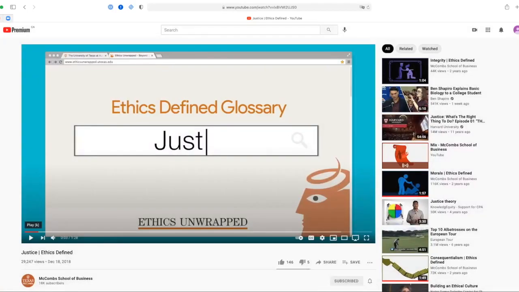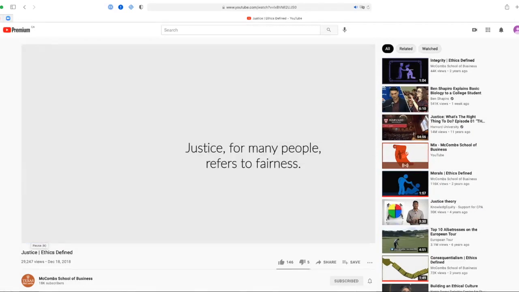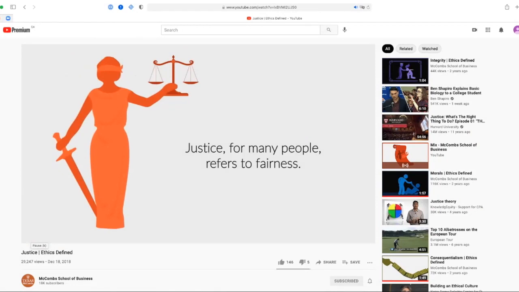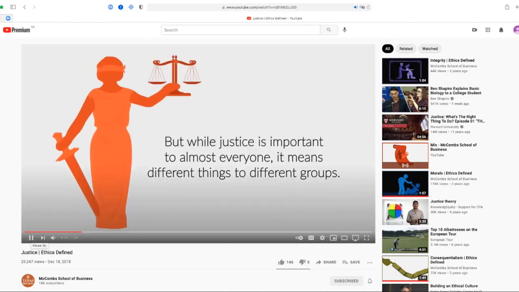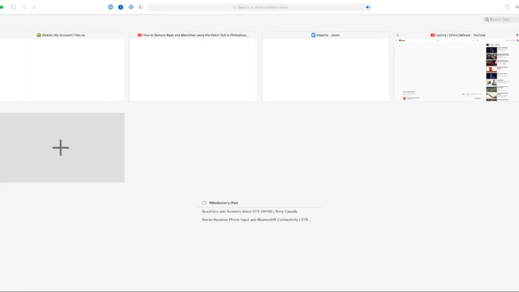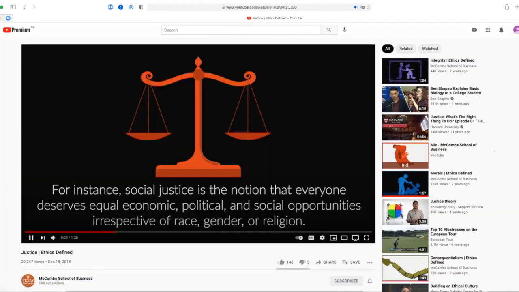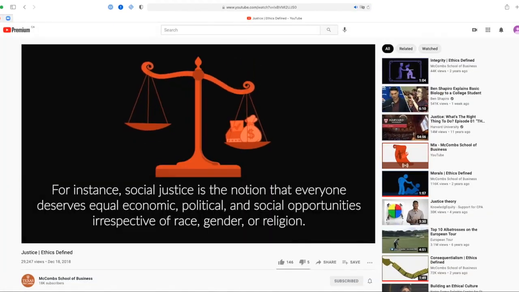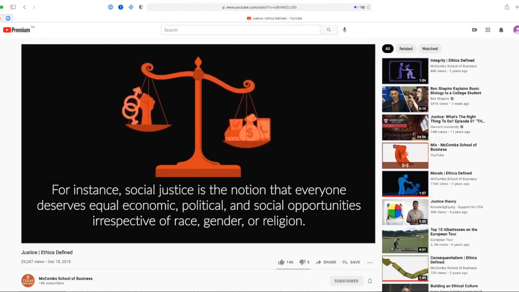So here is justice. Justice, for many people, refers to fairness. But while justice is important to almost everyone, it means different things to different groups. For instance, social justice is the notion that everyone deserves equal economic, political, and social opportunities, irrespective of race, gender, or religion.